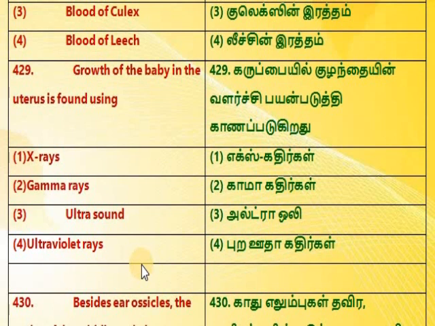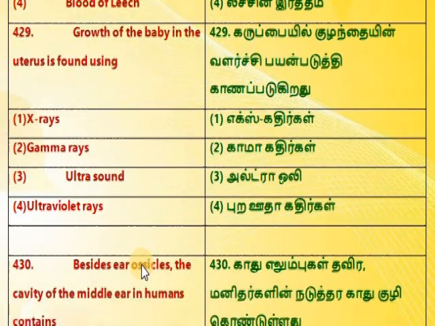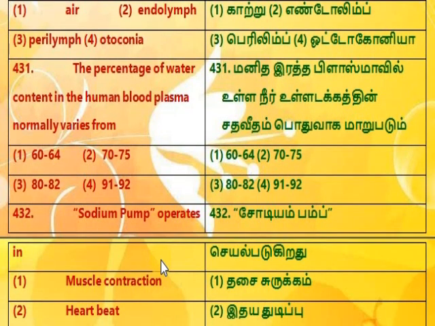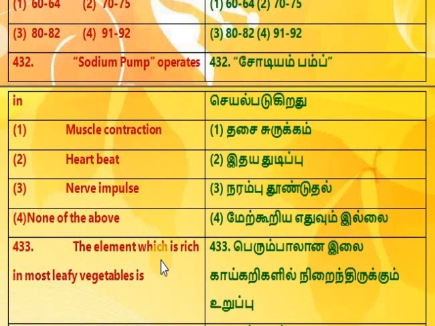429. Growth of the baby in the uterus is found using 1. X-rays, 2. Gamma rays, 3. Ultrasound, 4. Ultraviolet rays. 430. Besides ear ossicles, the cavity of the middle ear in humans contains 1. Air, 2. Endolymph, 3. Perilymph, 4. Otoconia. 431. The percentage of water content in the human blood plasma normally varies from 1. 60 to 64, 2. 70 to 75, 3. 80 to 82, 4. 91 to 92. 432. Sodium pump operates in 1. Muscle contraction, 2. Heartbeat, 3. Nerve impulse, 4. None of the above.